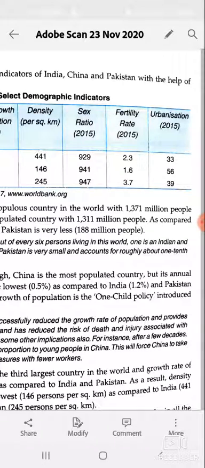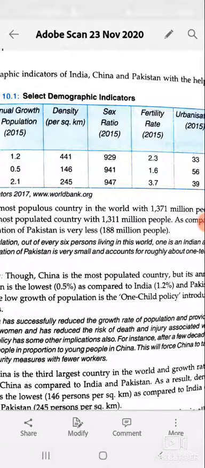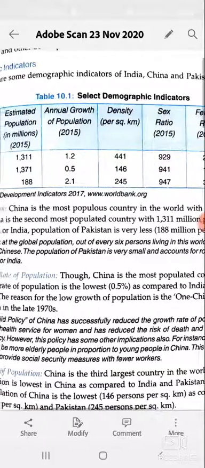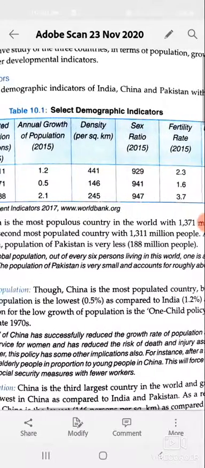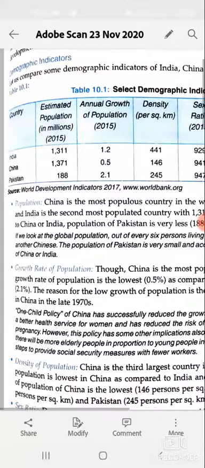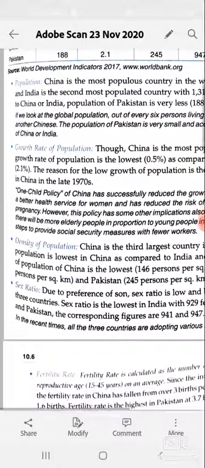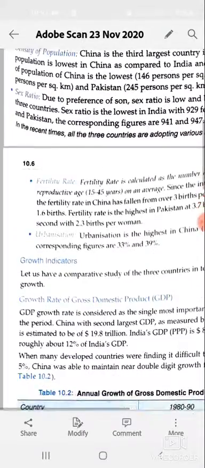Urbanization. Now, in India, you will find that 33% of the population lives in urban areas, whereas in China you will find 56%, more than half, and a better condition than India is in Pakistan, according to 2015. After 5 years, the scenario may have changed during this 5 or 6 years of time. Here the same information is given.